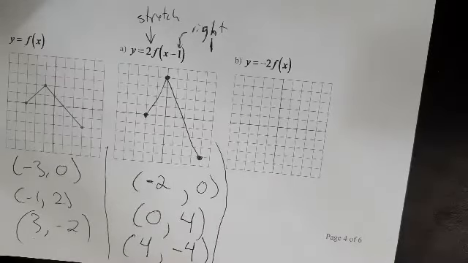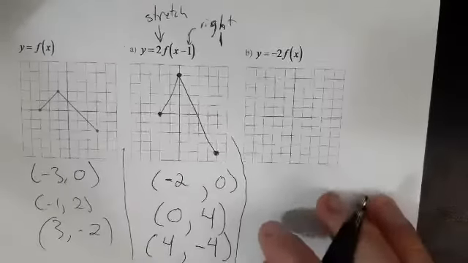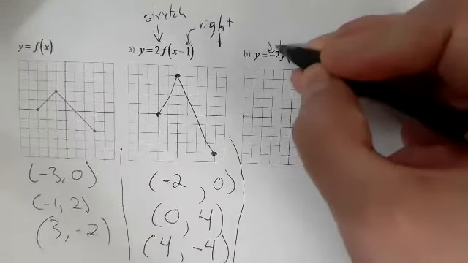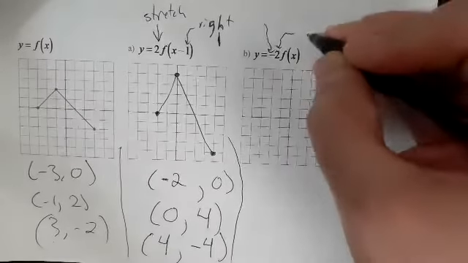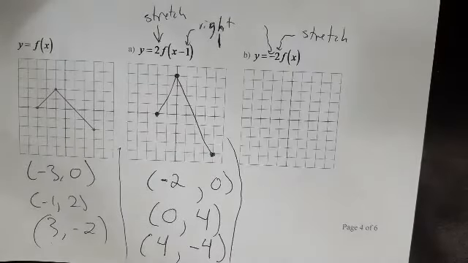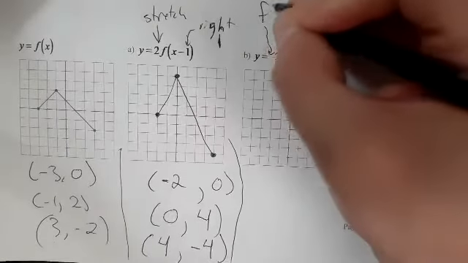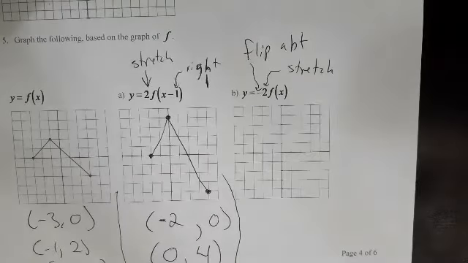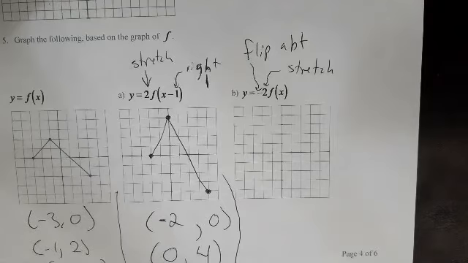Oh man, what's going to happen here? We get a -2f of x. That's going to do a stretch like we had previously, but that negative now, you got to kind of tell me what it's going to flip or what it's going to reflect about. So that's going to be a flip about, I'm doing this to my y quantity, so it should be about the x-axis.